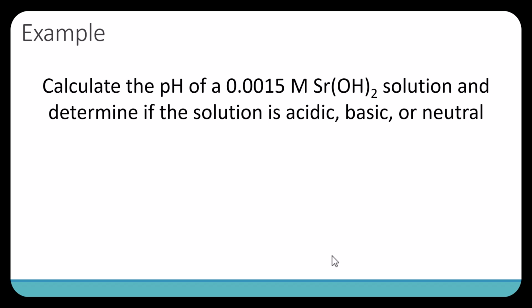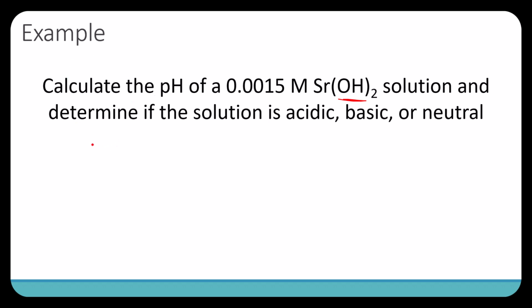All right, so calculate the pH of a solution that is 0.0015 molar of strontium hydroxide. Determine if the solution is acidic, basic, or neutral. So the first thing you guys need to recognize is that this is a strong base. How do I know? The hydroxide is a really good indication that it's a base. And then strontium is a group 2 metal. So hydroxide, group 2 metal, that's a strong base.